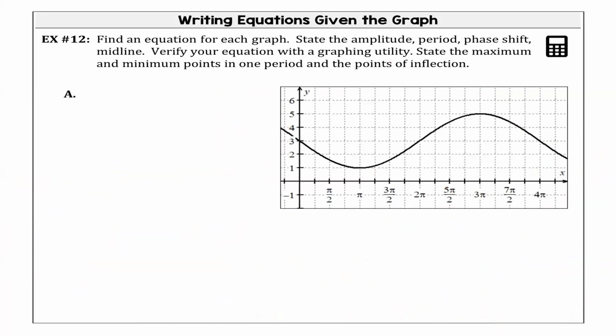Okay. Lastly is a calculator problem. And it says, find the equation for each graph, state the amplitude, period, phase shift, midline, verify your equation with a graphing utility, state the maximum and minimum points in one period, and the points of inflection. Okay. So up first, we're going to first decide what are we looking at graphically. So we are looking at a sine function, not just a sine function, but a negative sine function.